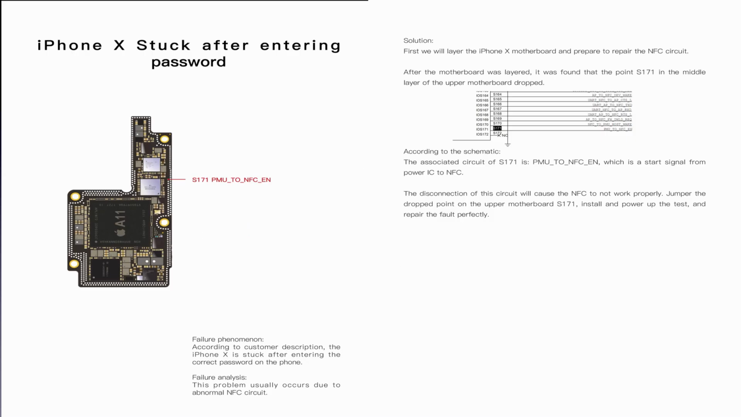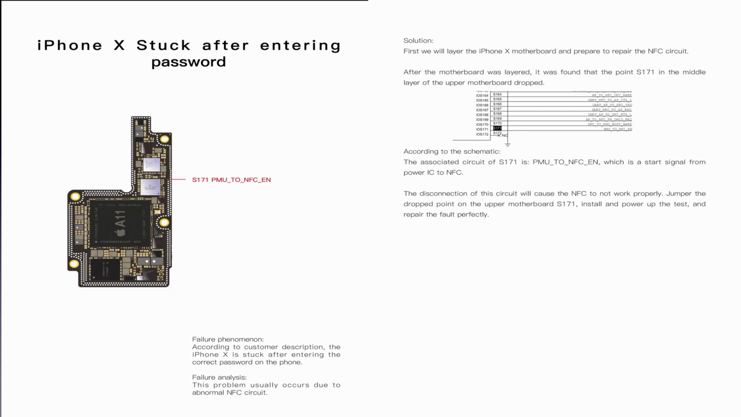This is an iPhone X stuck after entering the password. Before this case, we have been talking about this. A stuck phone is also normally caused by some problem in the NFC circuit. This applies not only to this model, the iPhone X; every model is the same. So we just need to focus on the NFC circuit. After we wire the motherboard, we find that the pin S117.1 is missing. So this problem is also caused by this port missing.